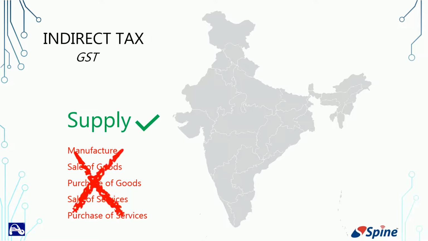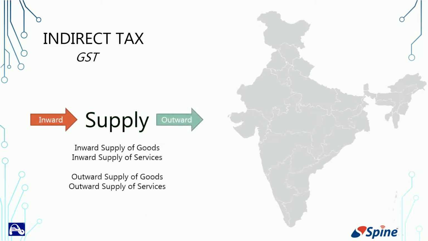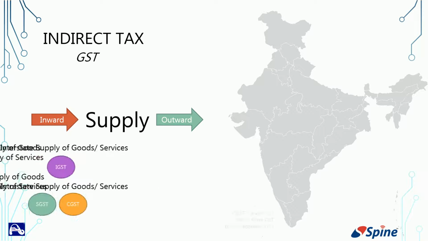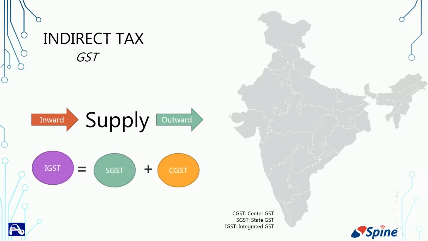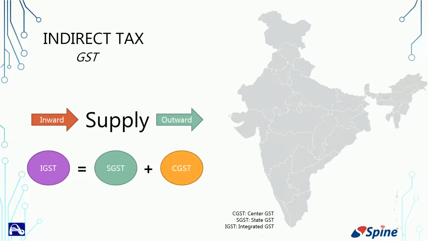Since GST is the tax on supply, all the previously used terms like manufacture, sale, purchase go away. There would be only two types of supplies, inward and outward. So, it will either be inward supply of goods and services, or outward supply of goods and services. Let's talk about the types of GST. For interstate supply of goods or services, the taxpayers would pay IGST. And for intrastate, or the same state supply, they would pay SGST and CGST. Mathematically, IGST equals SGST plus CGST.